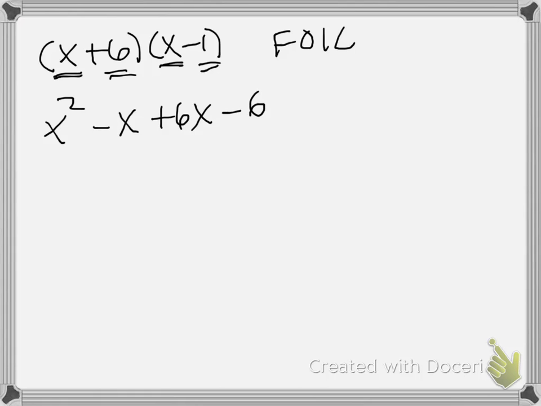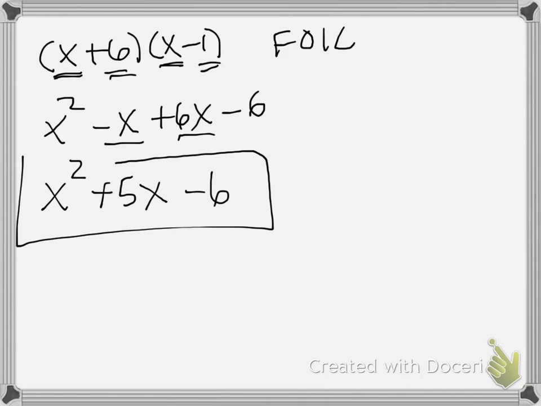And now we need to combine like terms so that we can get it in its most simplified form, which is standard form. We have x squared by itself because it doesn't have any like terms. And then we can combine negative x and 6x to give us a 5x. And then we're left with negative 6. So we did indeed factor the equation properly and end up with our original equation. So we know that our factored form is x plus 6 times x minus 1.